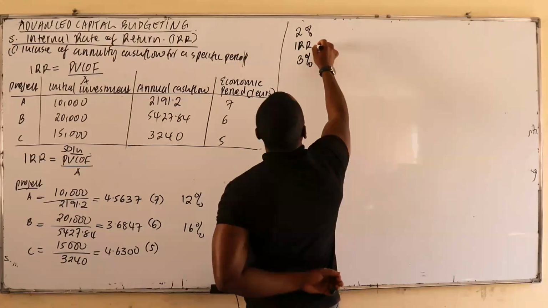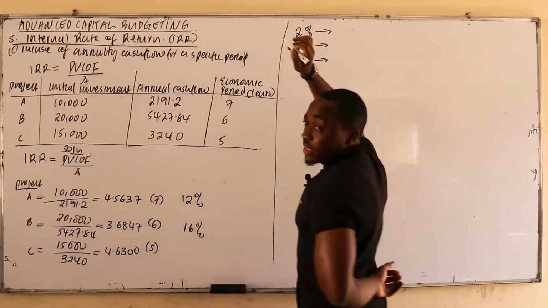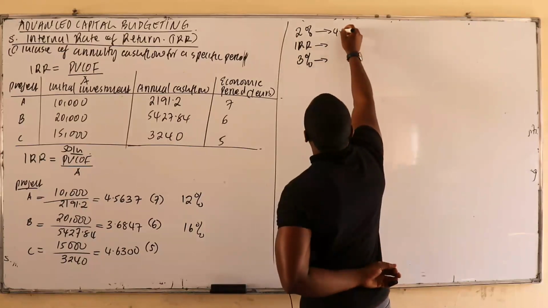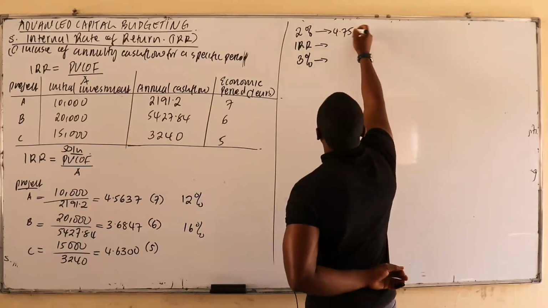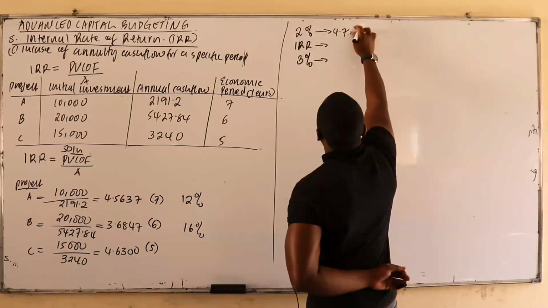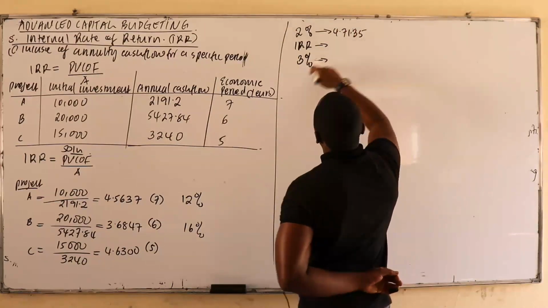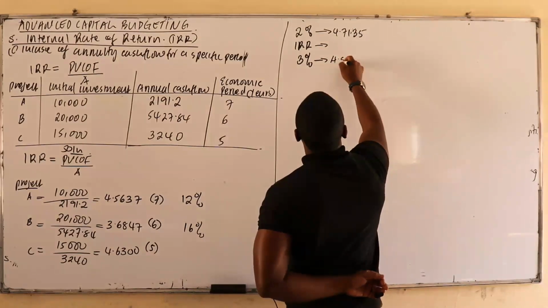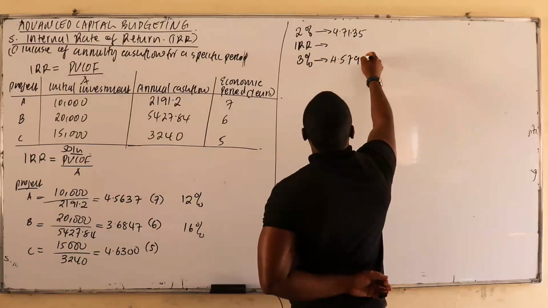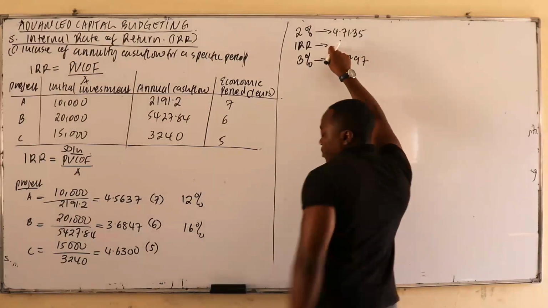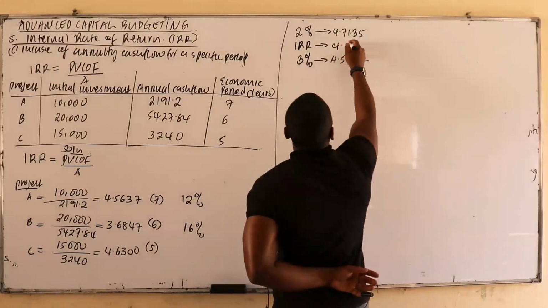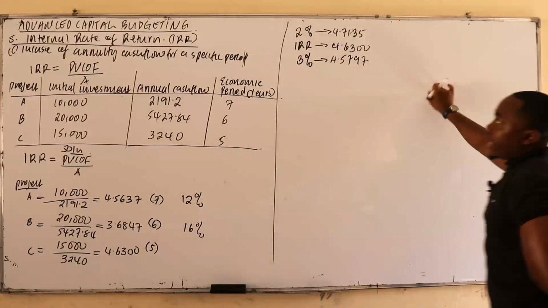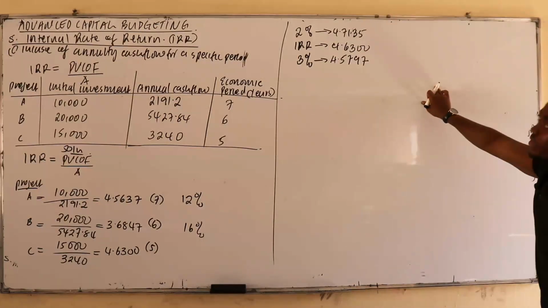So how do we get the specific rate? What do you have for 2%? 4.7135. At 3%, 4.5797. Then the IRR, what we need is 4.6300. So how do we determine the specific IRR? It's between 2 and 3, so it should be 2 point something.